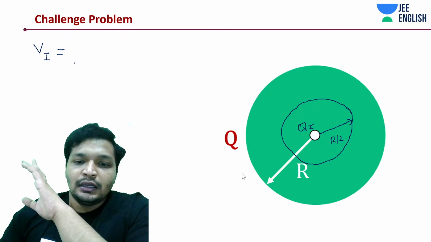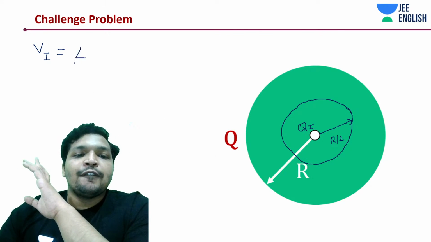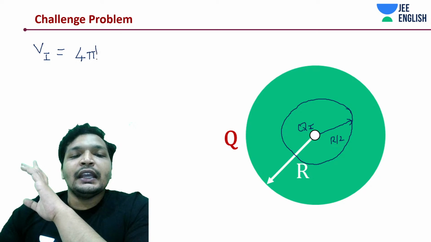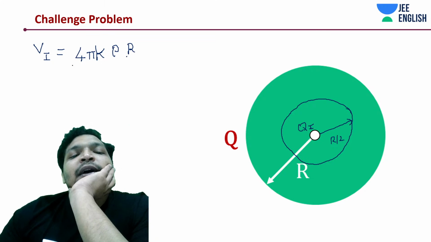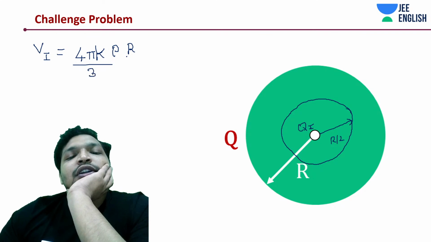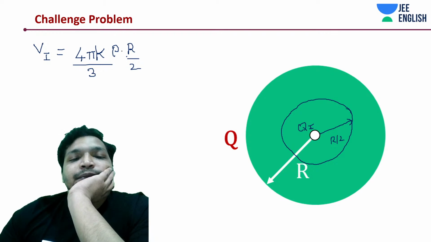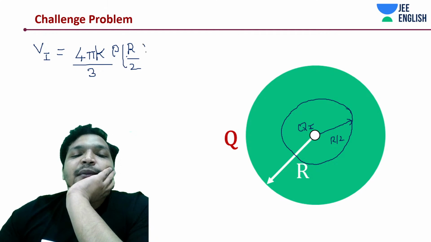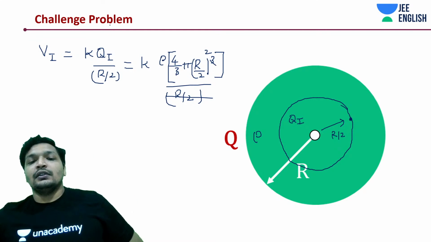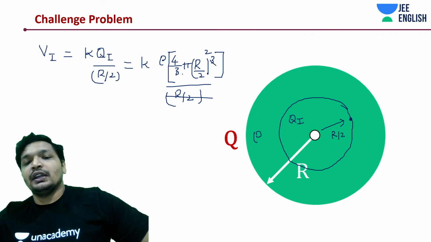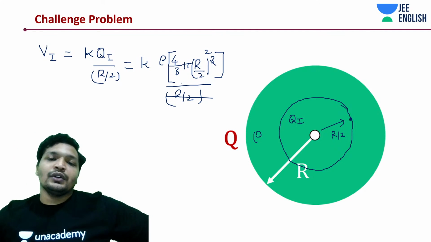And 4 pi k into rho into, we add something like 4 pi by 3 would also be there, r by 2 whole square. Okay, 4 by 3 pi k into rho into r square, r by 2 whole square.